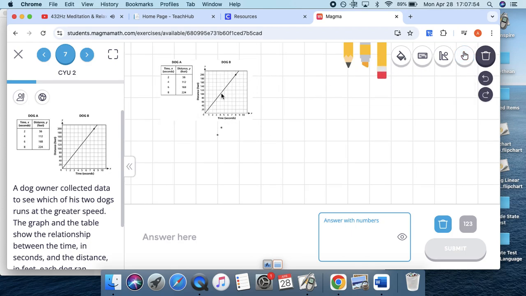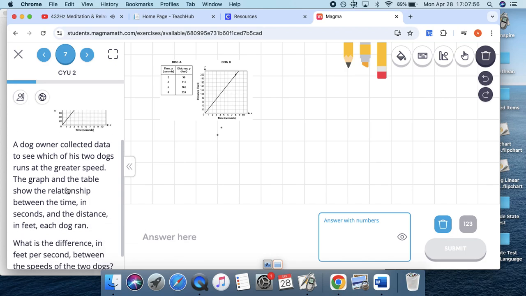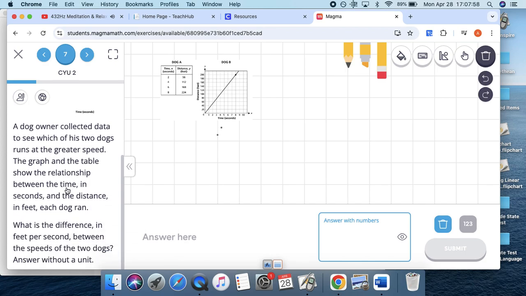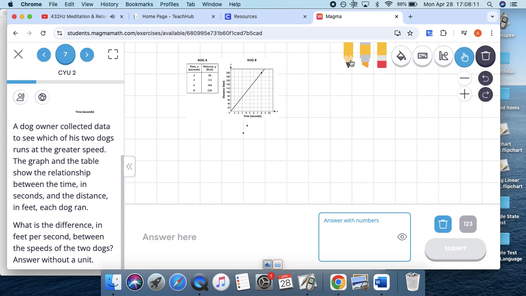What is it that a dog will collect the data? Which dog runs at the bigger speed? What's the difference per second between the speeds of the two dogs? Okay, so first dog over here, the one to the right. I wish I knew how to make that bigger. I can barely see. So we have to find the slope, the rate of change.